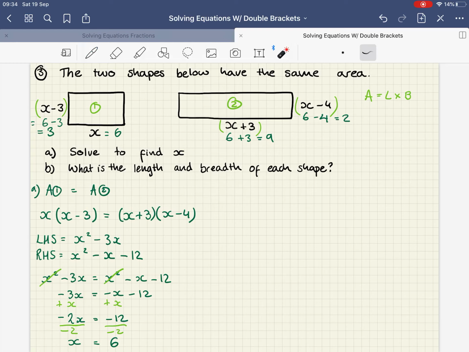So the hardest part is just knowing that you need to set your two areas equal together, but then the rest of it is the same as before. Good luck with the work and let me know if there are any issues.